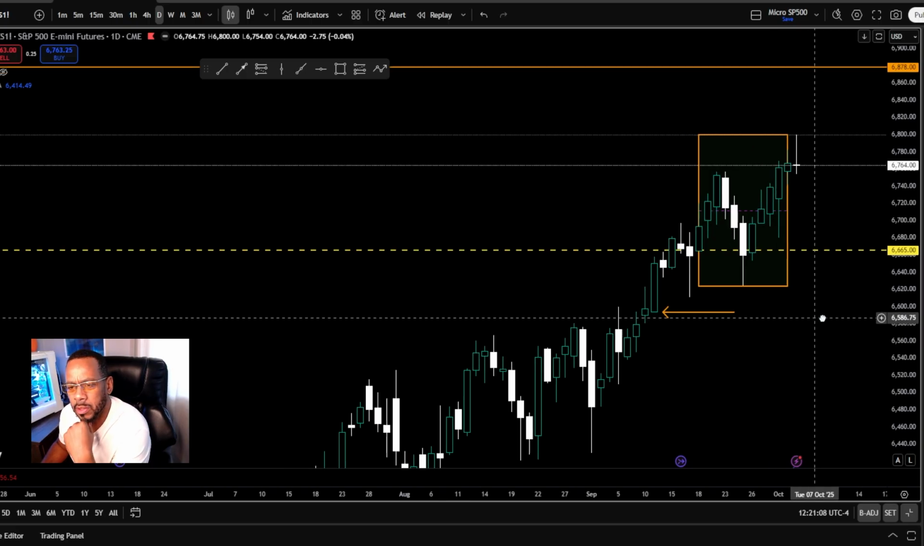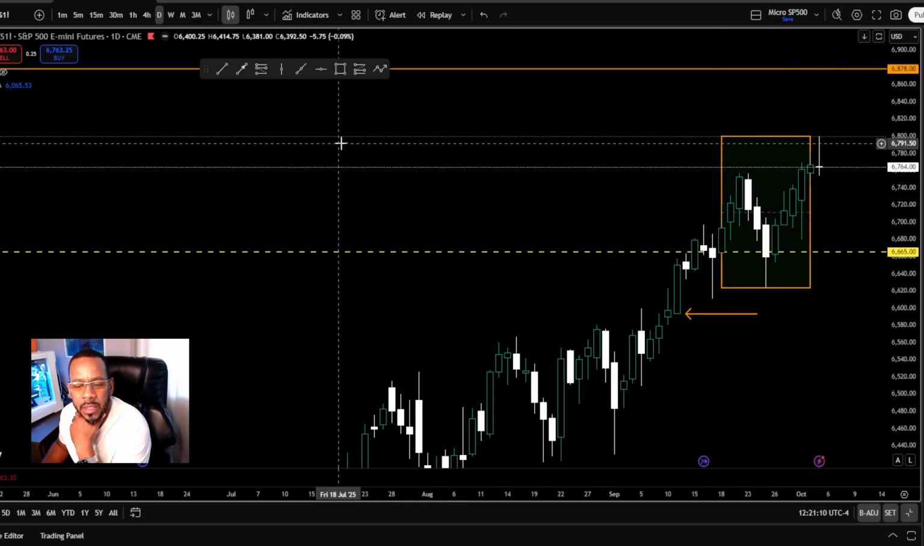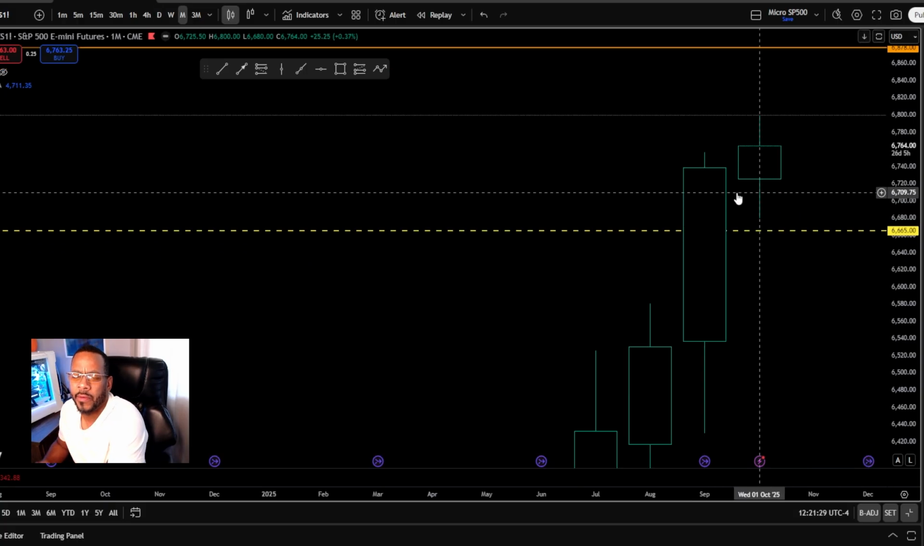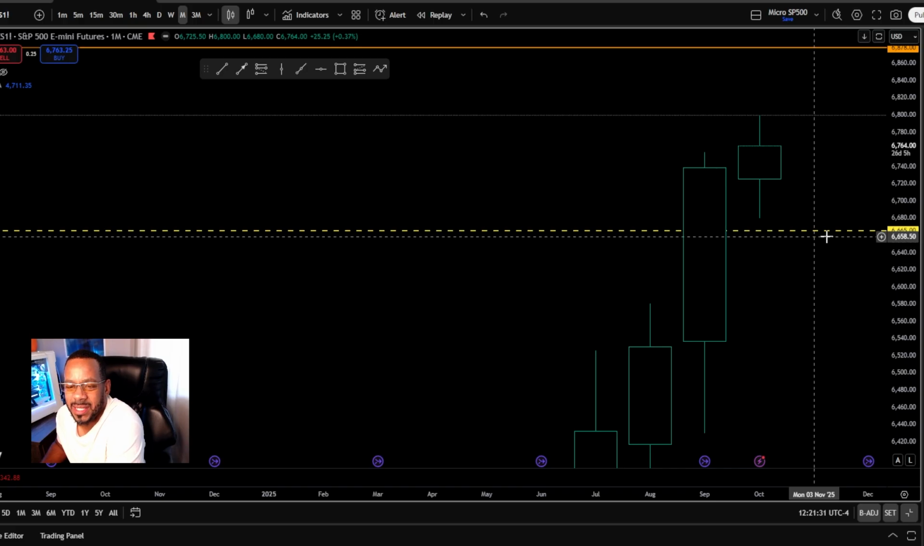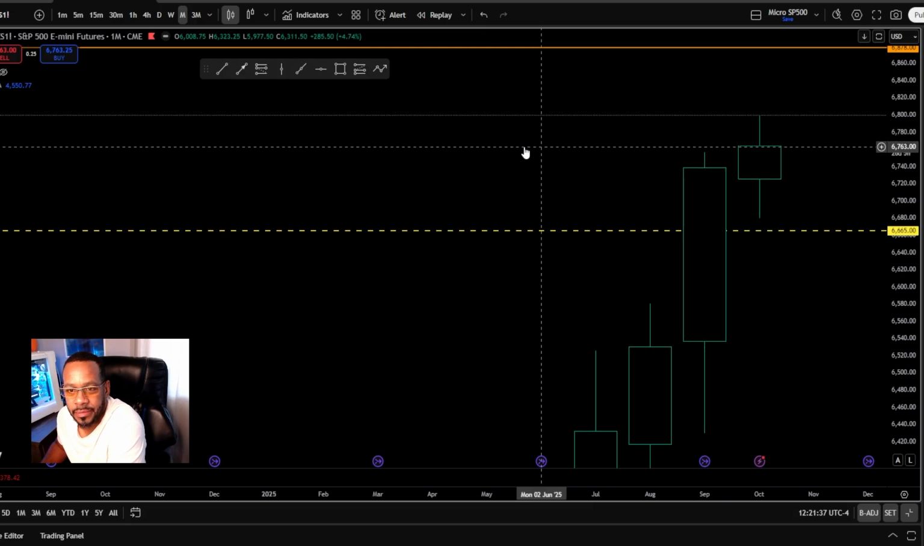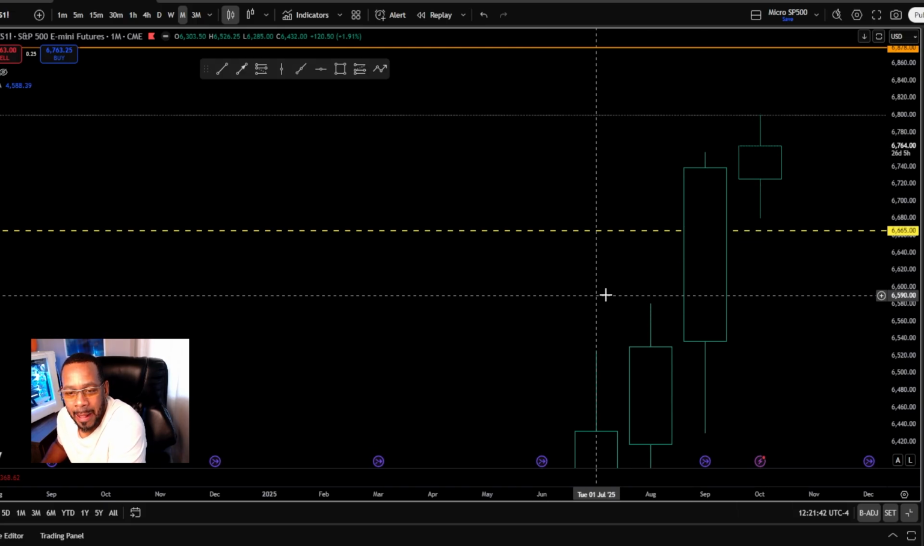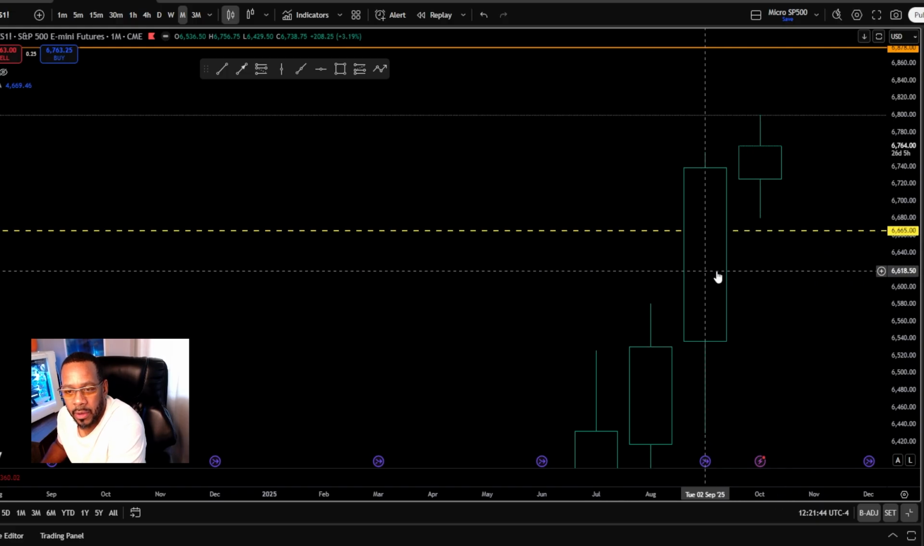So again, let's drill down from the monthly real quick, since it's the beginning of the month, and let's make sure we're getting the big picture. So here we are for the monthly. Again, see, we had this weekly support right here. Did not quite make it, but it got really close. We do have a break of structure for the monthly, so we're already at new highs. Still have this imbalance area left down here.